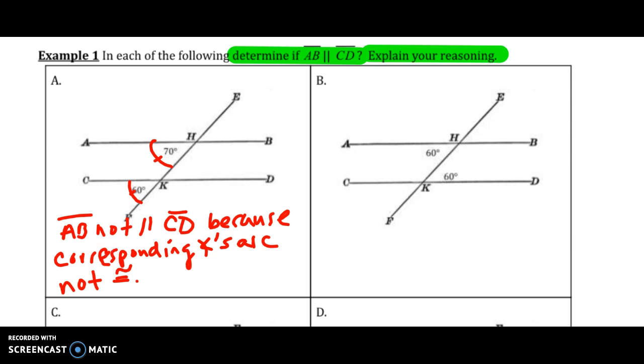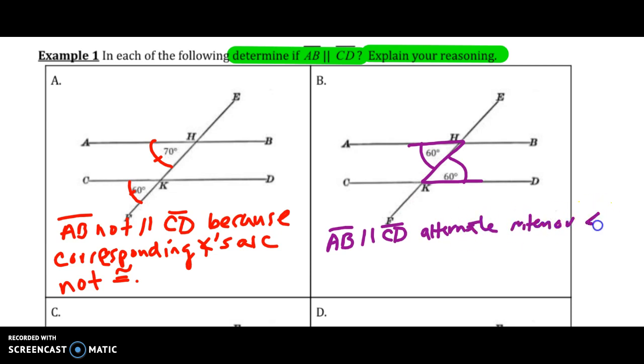Let's look at example B. So in example B, I have these two angles. They are on opposite sides of the transversal. They are inside the lines that are intersected by the transversal. So these are alternate interior angles, and they are congruent. So AB is parallel to CD. And how do we know? Alternate interior angles are congruent when two lines cut by a transversal are parallel. I mean, we could add that in too. That should be something that you start to write a lot, but we'll stop there for now.